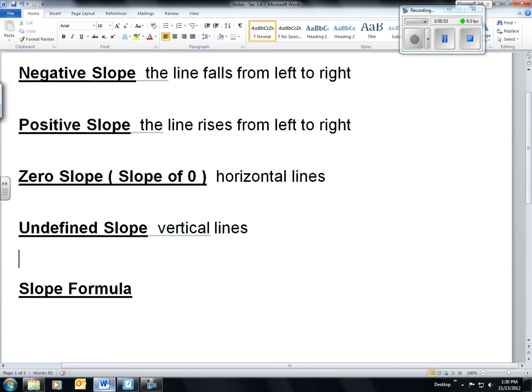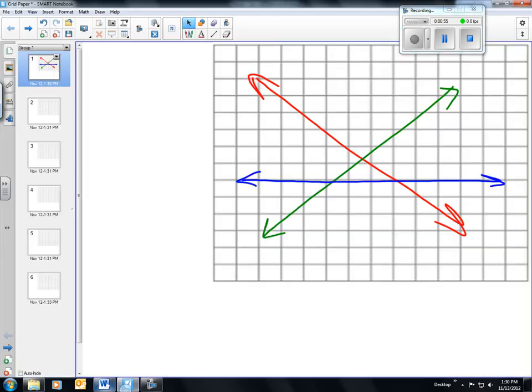Then we have the undefined slope. The undefined slope is a vertical line. So the vertical line looks like this, going straight up and down. And its slope is undefined. There's no way to define what that is because it's constantly going up, an infinite amount.